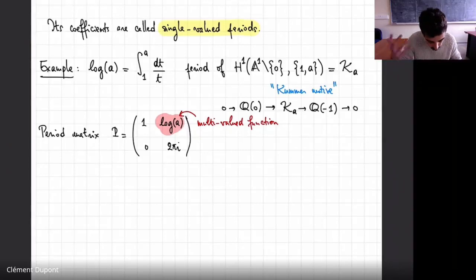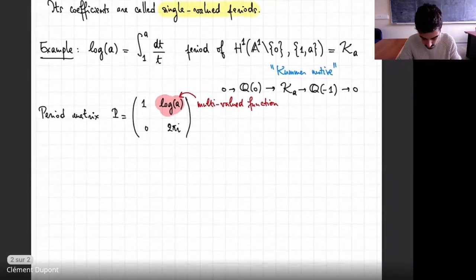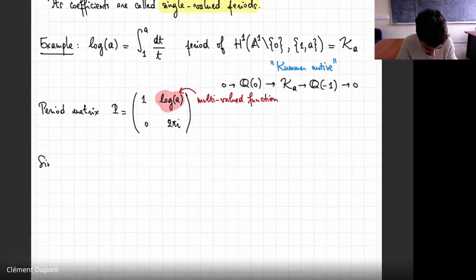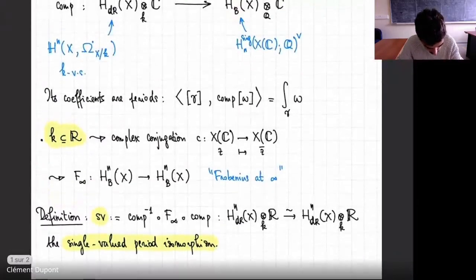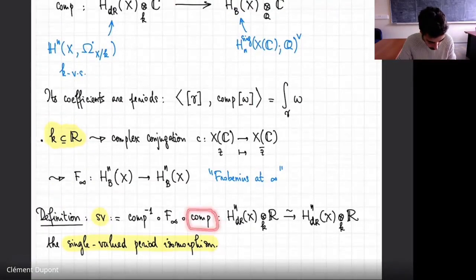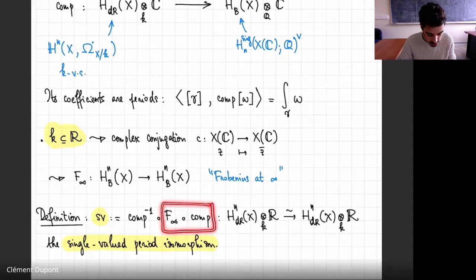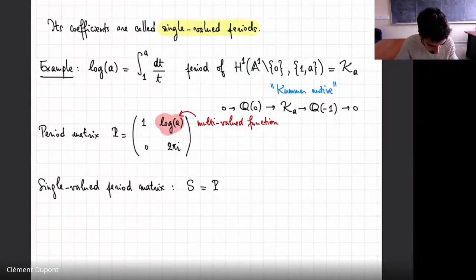And the point is that in the single-valued period matrix, you will get single-valued functions. So how does this work in this example? So the single-valued period matrix, meaning the matrix of the single-valued period isomorphism, looks like this. So S. If you think in terms of the definition, you have to take the matrix P, multiply it on the left by the matrix of the Frobenius at infinity, and then on the left by the inverse of P. But in fact, the compatibility between F infinity and the comparison isomorphism tells you that the matrix of this composition is just the conjugate of the period matrix. So you get a simpler formula, which is P inverse times P bar.